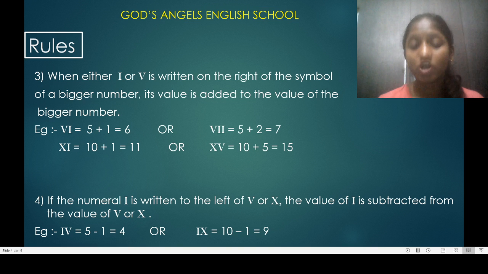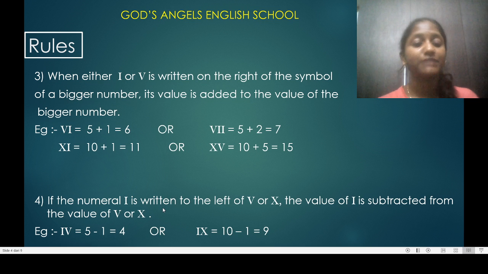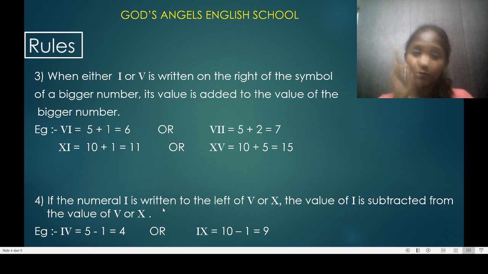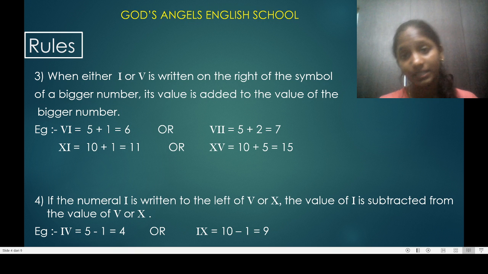1 is written on the left hand side. Okay, only 1 is written on this side, to the left of V, which means 5 in Roman numerals, and X, which is 10. The value of 1 is subtracted from the value of 5 and 10. The condition is telling us that if only one Roman number is on the left hand side, then it will be subtractive.